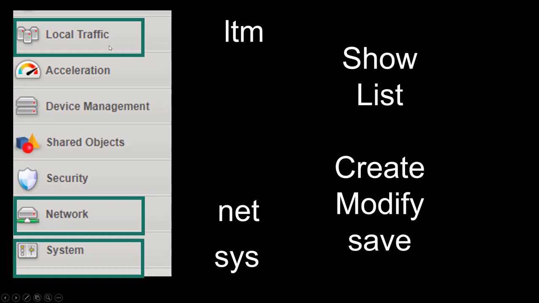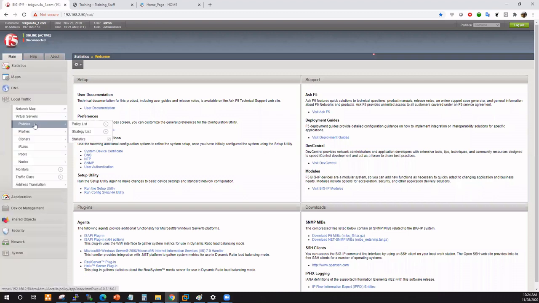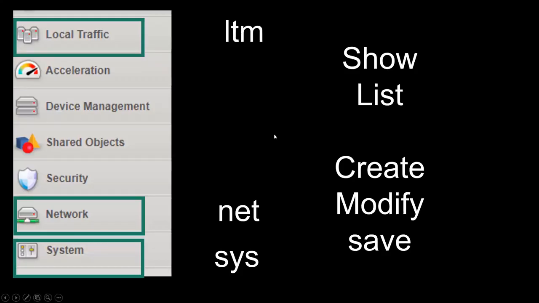And then you need to know the sub-options. Sub-options means, let me take you to the GUI. When you say show LTM, then you have virtual server, profile, iRule, pool, node. You have many things that you can say after show LTM, for example profile. We will see that.